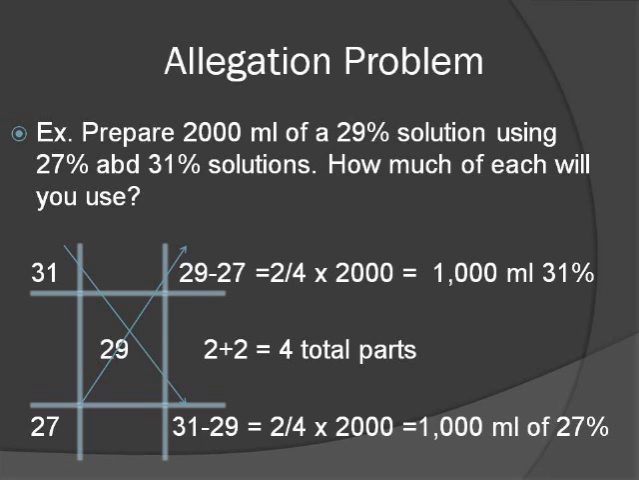Then we're going to divide by the total parts, then multiply by the total amount of solution we're making, which is 2,000 milliliters. And when you punch that out, for this particular problem, it just happens to be the same for each ingredient, but you can't always go that route or think it's going to work out that way. 2 divided by 4 multiplied by 2,000, which just basically means half of 2,000, we get 1,000 milliliters. So we will use 1,000 milliliters of the 27% solution as well as the 31% solution.